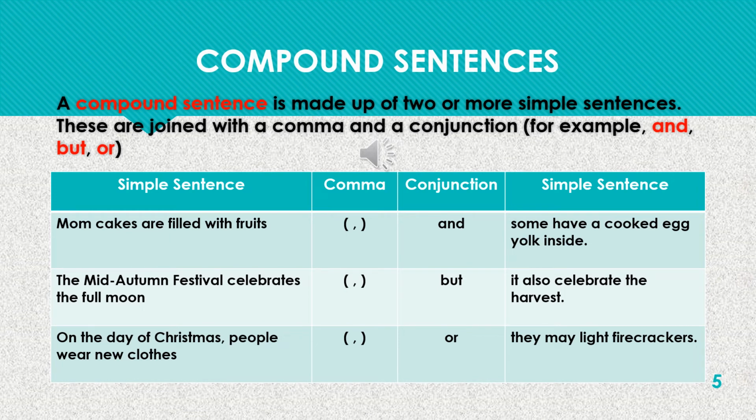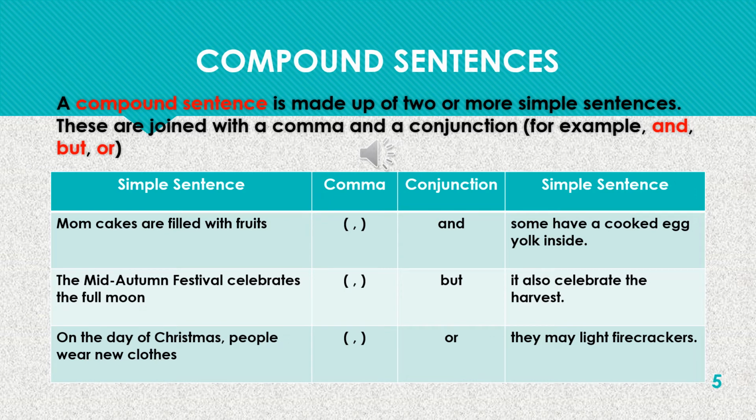Okay. In the previous page, we were talking about simple sentences. Here, we are going to talk about compound sentences. Now, what is the difference between a simple and a compound sentence? Well, a compound sentence is made up of 2 or more simple sentences. These are joined with a comma and a conjunction.